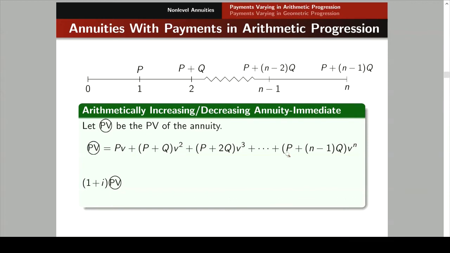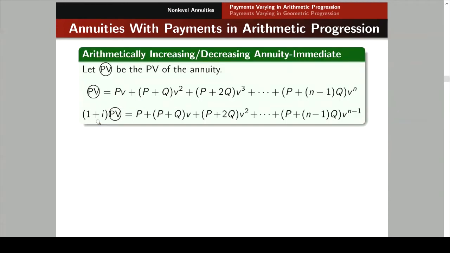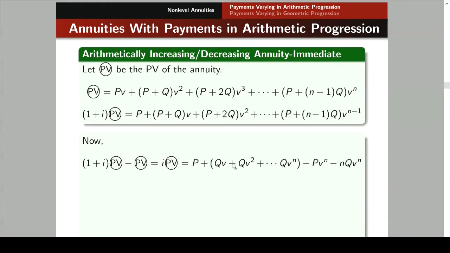And so on. Our last term here, after multiplying this by 1 plus i, becomes (P plus (n minus 1)Q) v to the n minus 1. Now, I want you to get the difference of (1 plus i)PV minus PV. If you do that, you're going to have i times PV. What about the difference of the other side of the equation? Kindly verify this expression.